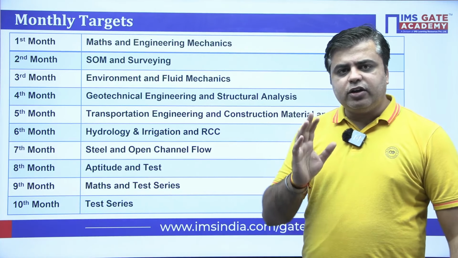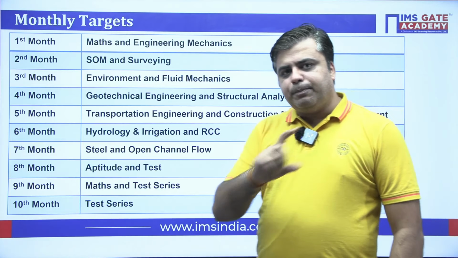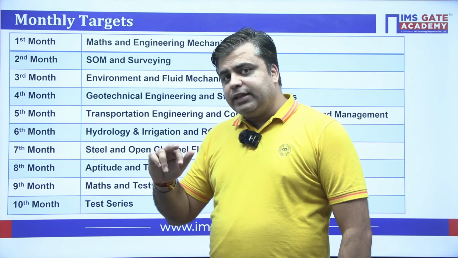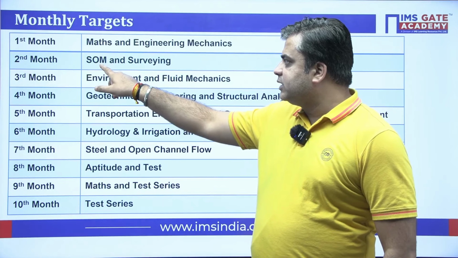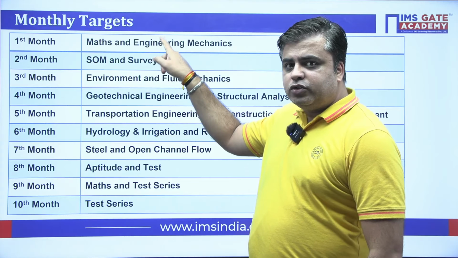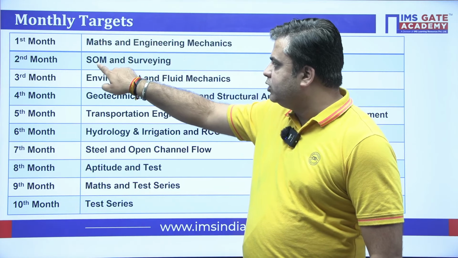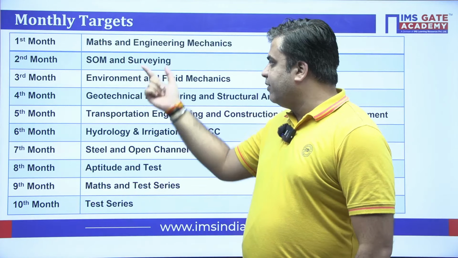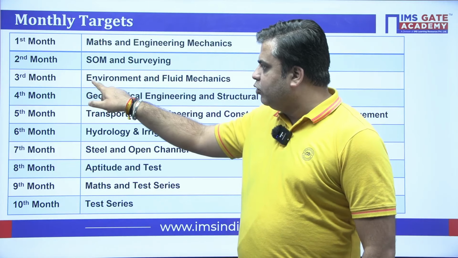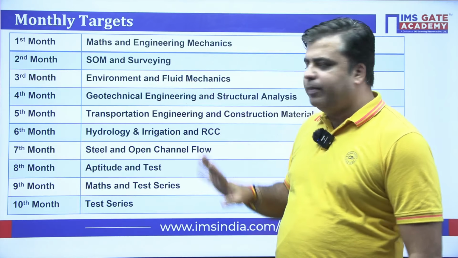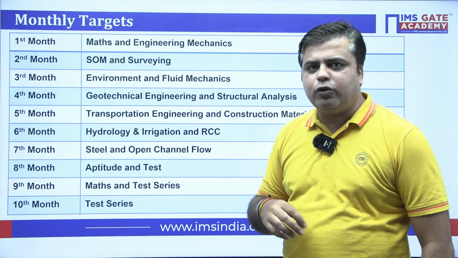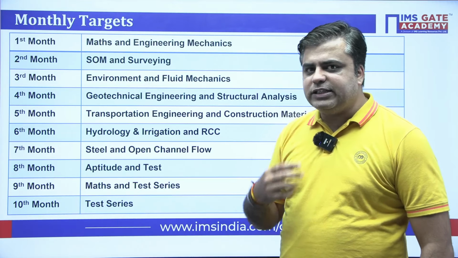Make your target that for this month you will complete the entire syllabus of maths along with engineering mechanics. Then in the second month you go for reading strength of material and surveying, because engineering mechanics you have already finished. The basics of engineering mechanics can be used in reading strength of material, and surveying is an independent subject that can be read alone. Then for the third month you go for environmental engineering and fluid mechanics. Environment is again an independent subject and fluid is a basic subject for reading open channel flow and irrigation especially.